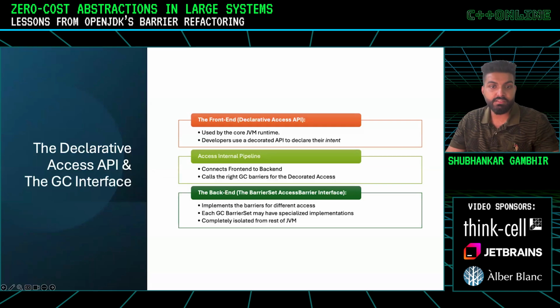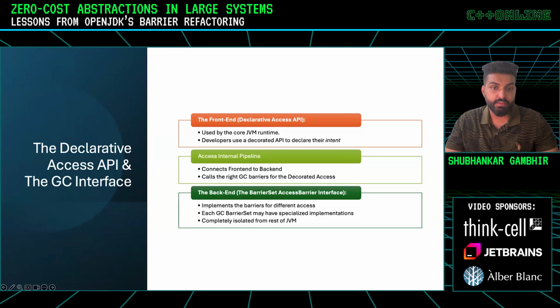This is where the brilliance of their C++ design comes in. They introduced a strict architectural split. On the front end, we have a declarative access API. C++ developers in the JVM no longer write imperative tracking logic. They just use a decorated template API to declare their intent. For example, I am doing a volatile write into the Java heap.